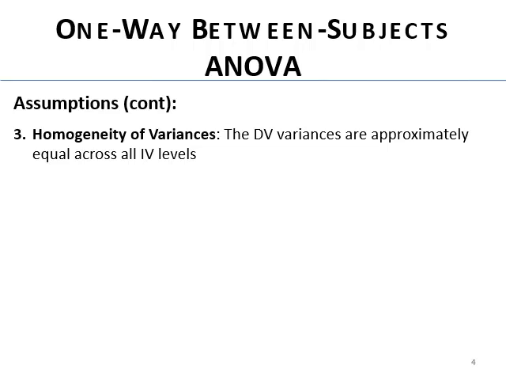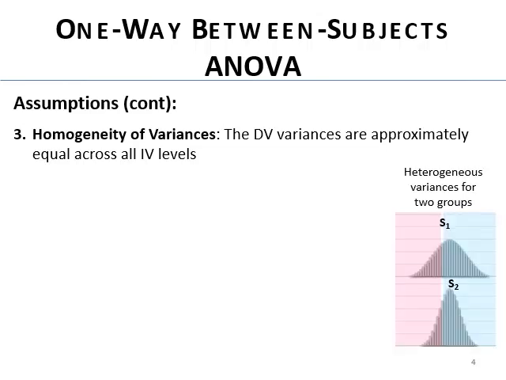It's the same as it was for independent t, except there's more than 2 groups now. So it's that the DV variances are approximately equal across all the levels. So the spread of scores is approximately the same for all levels of the independent variable for the DV.